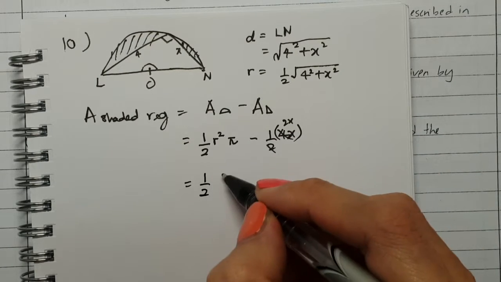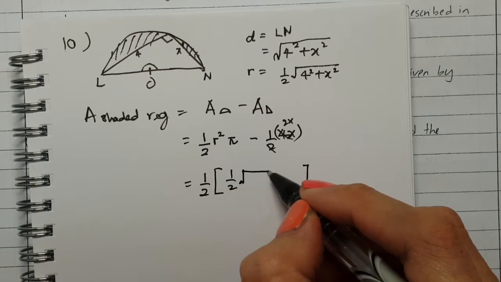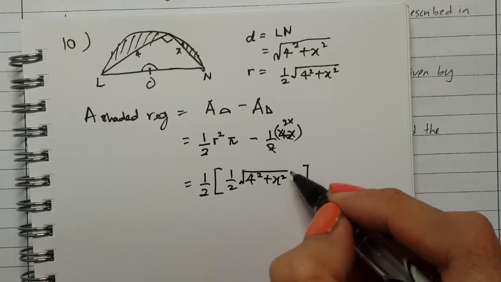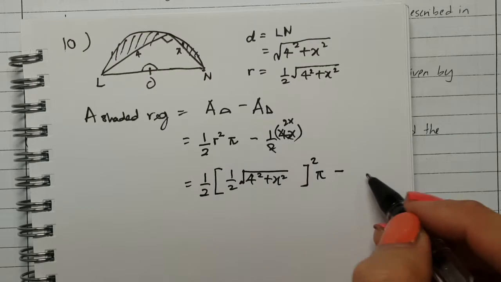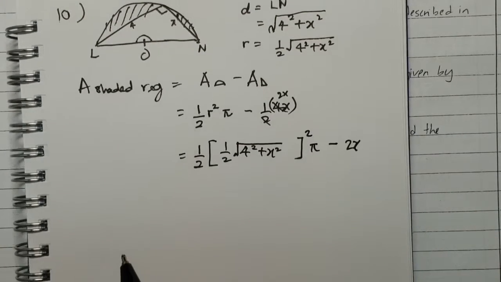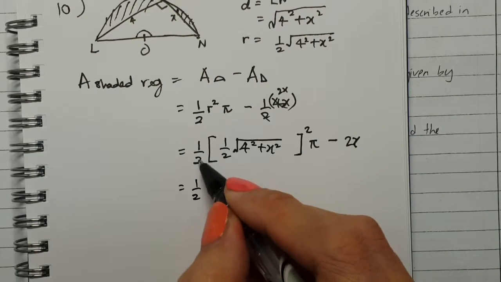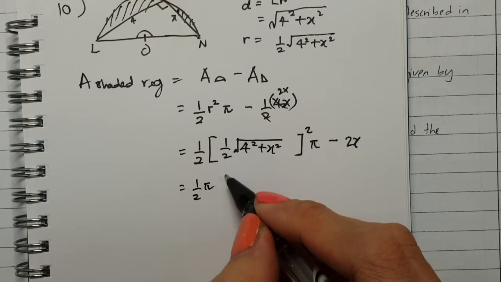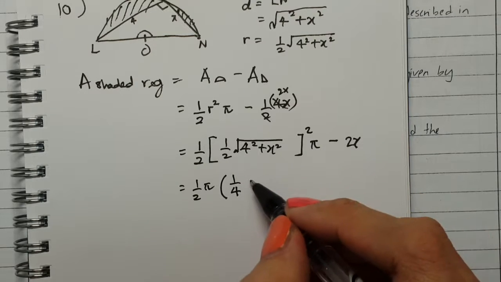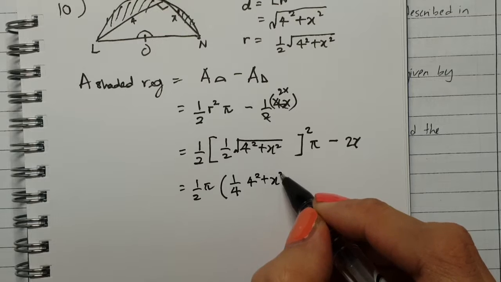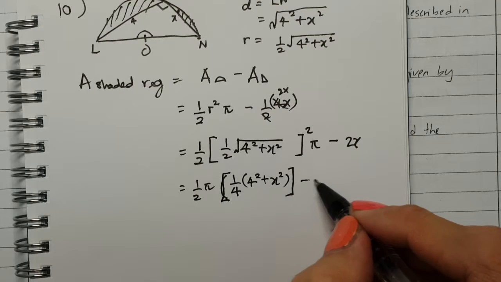So half times half, the r is 4 squared plus x squared. And don't forget, the r squared, got to square it, and then pi. The rest just copy. So this one left with 2x. Next, let's open up the bracket by squaring whatever is inside the bracket. We have half here, pi, and this side will be 1 over 4. And this square root, after we square, we get back 4 squared plus x squared. Okay, should have put the square bracket right from the start. And then minus 2x.